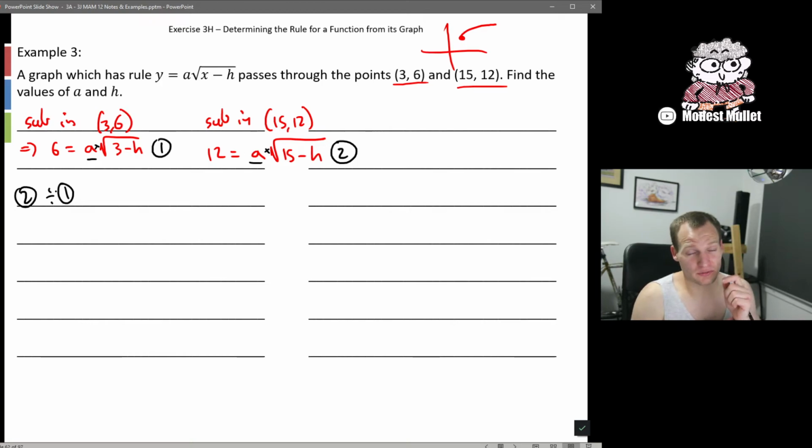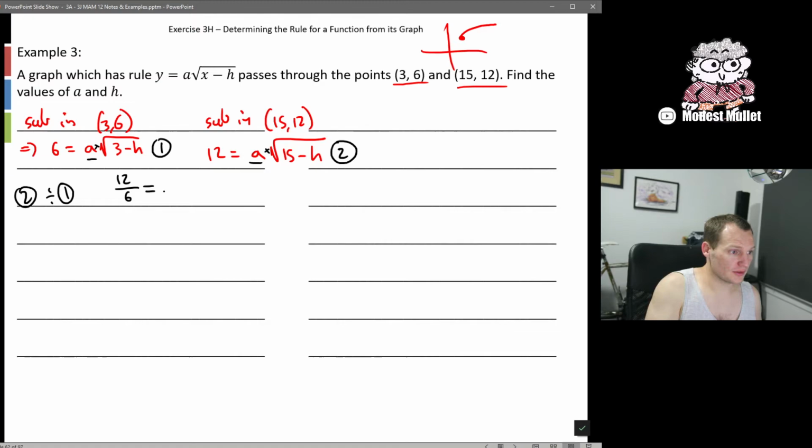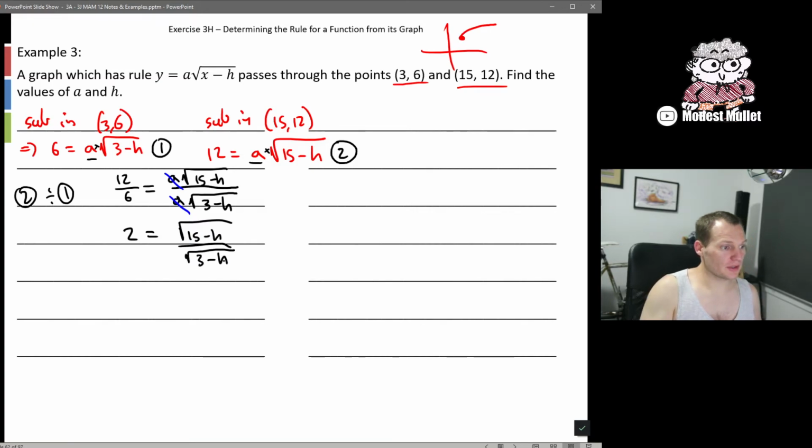We can do any operation with the 2 equations. We could multiply them together, we can divide them. I'm going to divide them because if I divide, I get 12 on 6 is equal to a square root 15 minus h on a square root 3 minus h, and because I have an a in the numerator and denominator on the right hand side, I get to actually cancel. And so what I'm left with is 2 is equal to the square root of 15 minus h on the square root of 3 minus h.